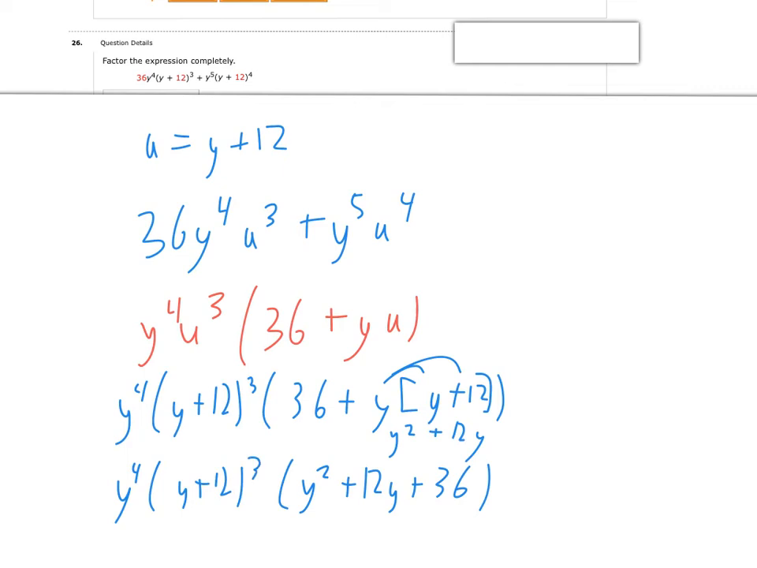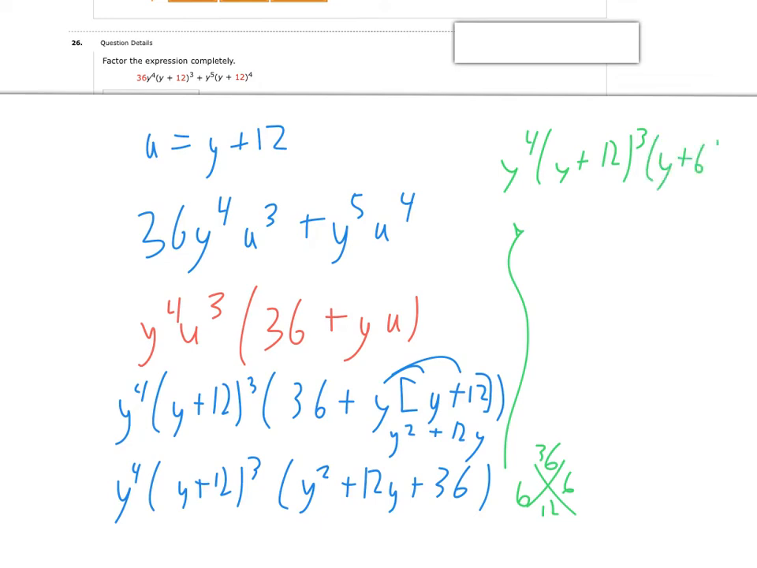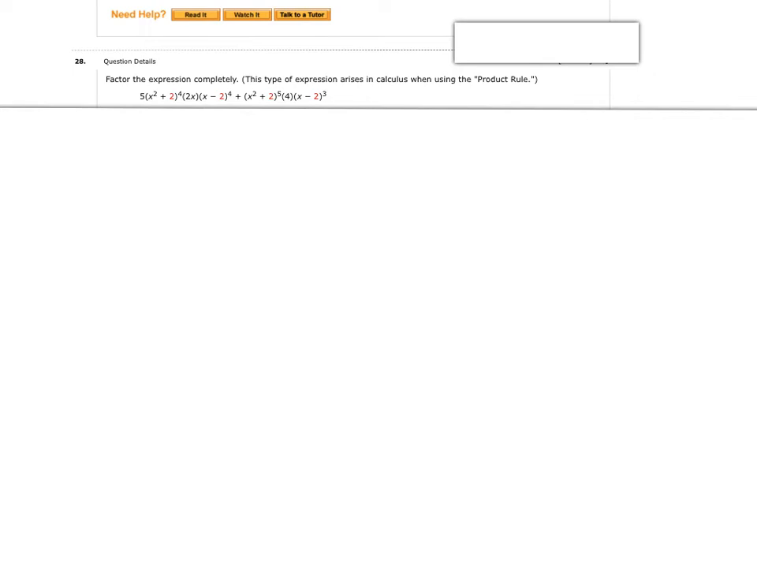And then I noticed that that's a factorable trinomial here, so I'm going to think of two numbers that multiply to 36 and add to 12, so that would be 6 and 6. And so I'm going to write my final answer up here as y to the 4th times y plus 12 to the 3rd times y plus 6 squared, since I got the same number twice. All right, next question here.